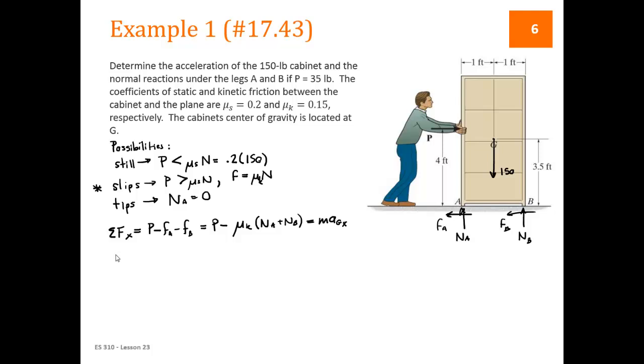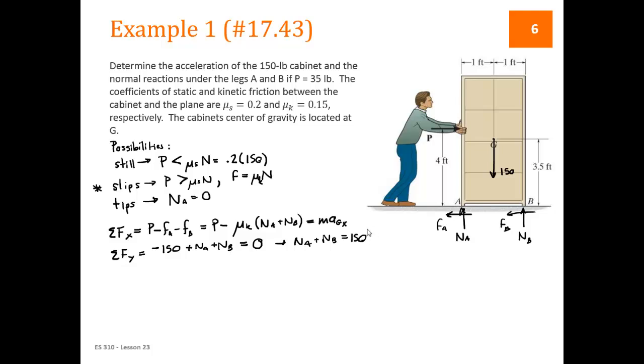Alright, now let's look at the y direction. Force in the y direction is equal to the weight, which is pointing down, so negative 150, plus NA plus NB. That is going to equal 0 because it's not accelerating in the y direction. So this tells us that NA plus NB is equal to 150.